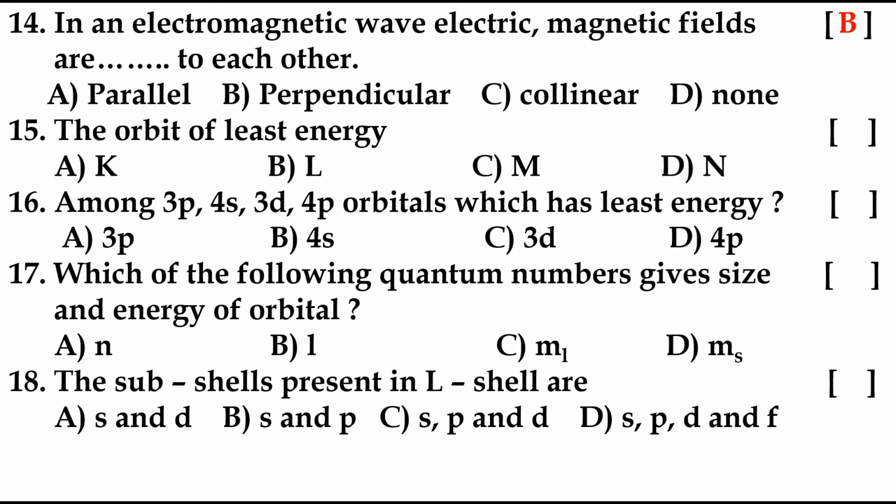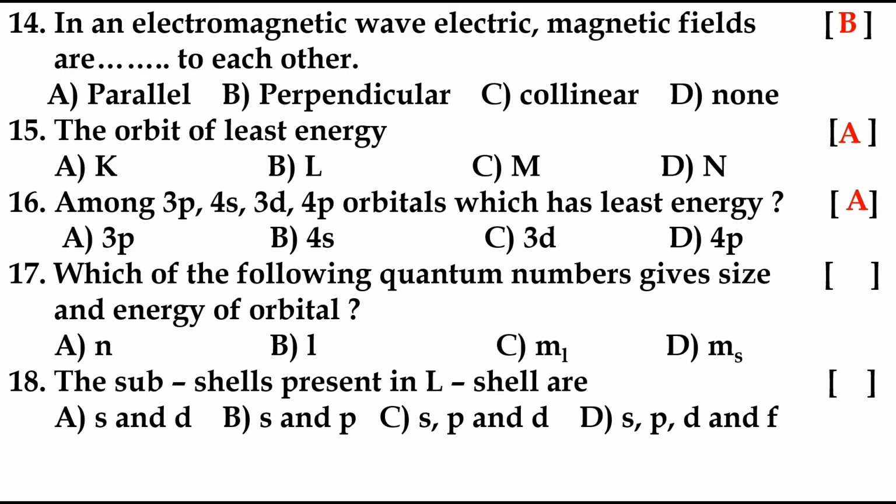15. The orbit of least energy is dash. A, K. B, L. C, M. D, N. Answer is option A, K shell, K orbit. 16. Among 3p, 4s, 3d, 4p orbitals, which has least energy? A, 3p. B, 4s. C, 3d. D, 4p. Answer is option A, 3p.